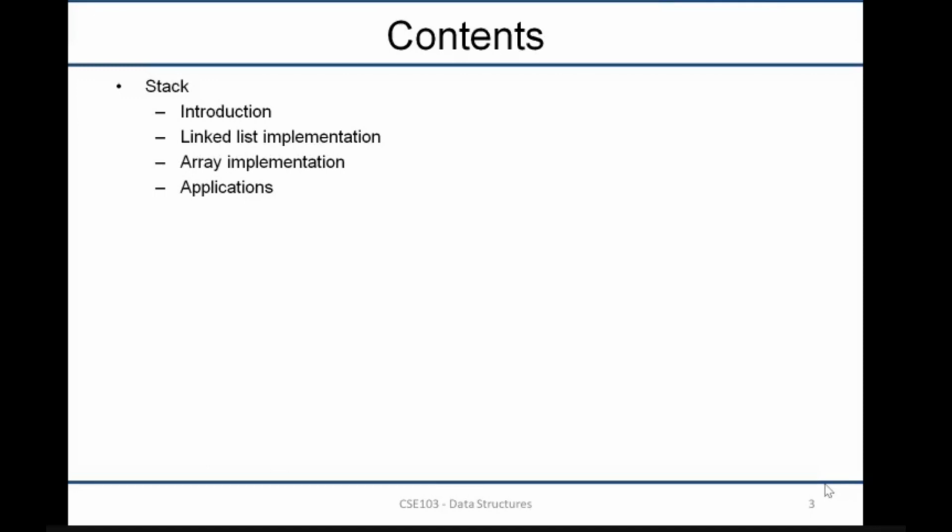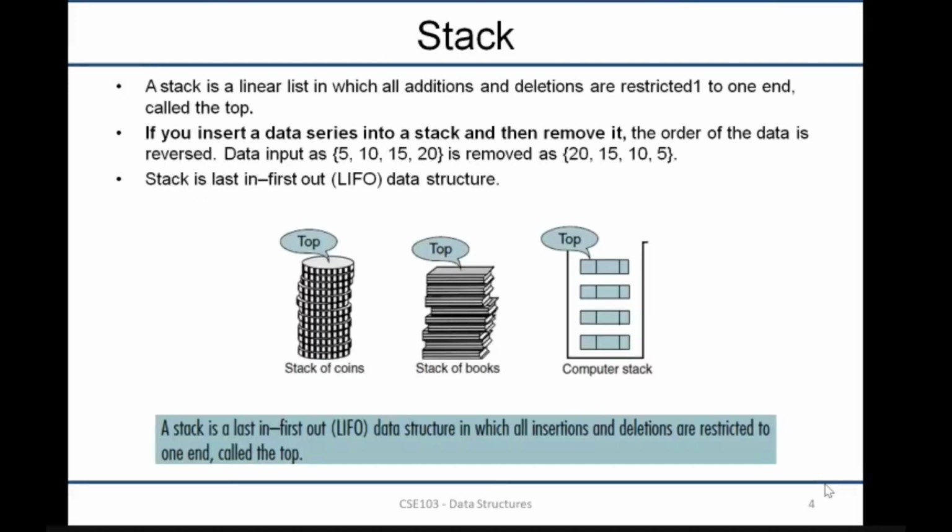Suppose you wish to delete: only the current top, which is now pointing to 2, only that element you can remove. You cannot go and remove the 0th index or first index. It is not possible in a stack. What is a stack? A stack is a linear list in which all additions and deletions are restricted to one end, which is called the top. Whether we are adding or deleting elements, it will happen only at the one end.